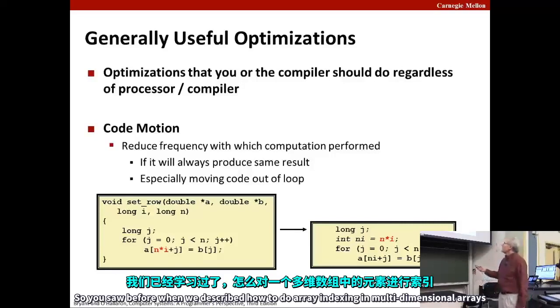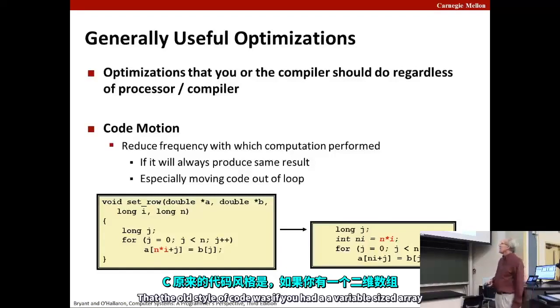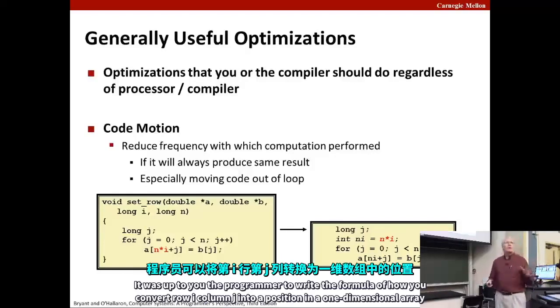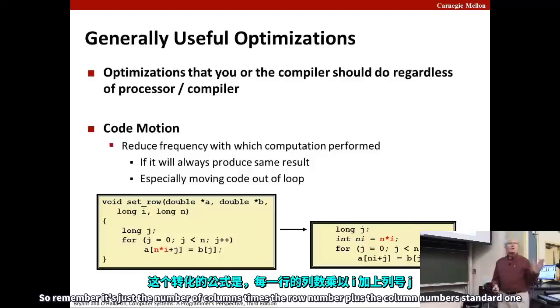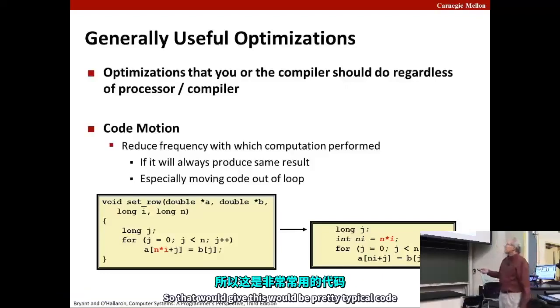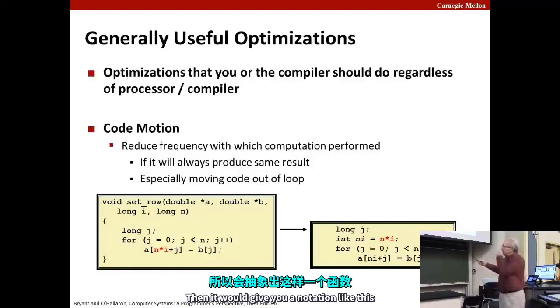So you saw before, when we described how to do array indexing in multi-dimensional arrays, that the old style of code was, if you had a variable size array, it was up to you, the programmer, to write the formula of how you convert row I, column J into a position in a one-dimensional array. Remember, it's just the number of columns times the row number plus the column number. So this would be pretty typical code, and it would give you a notation like this.